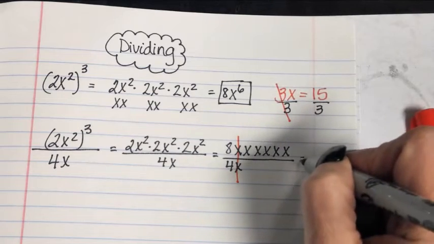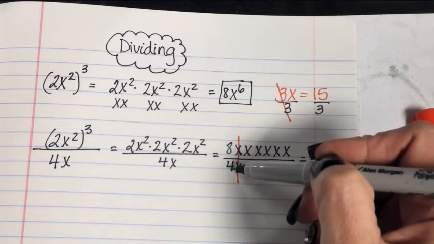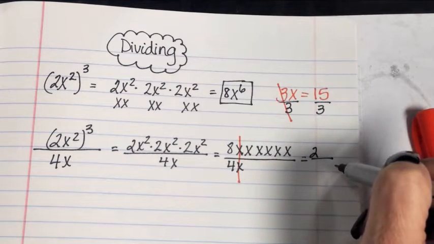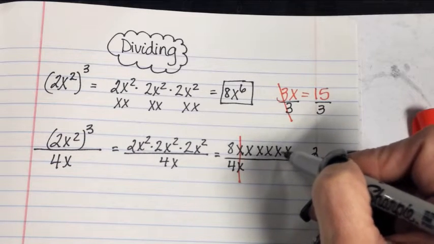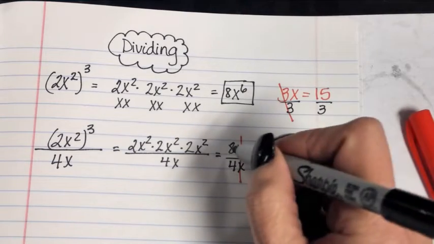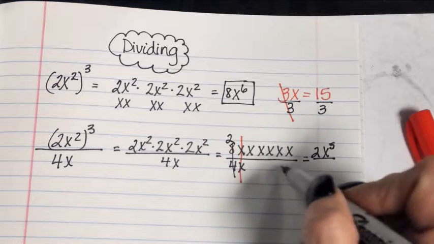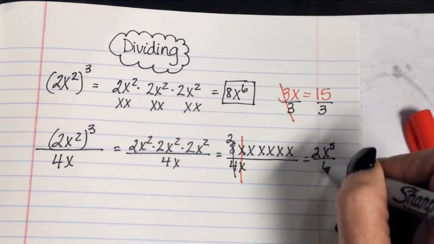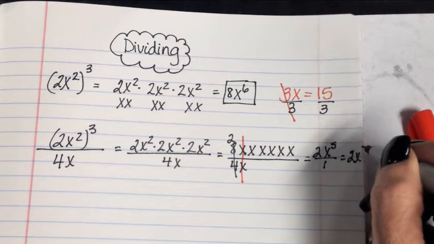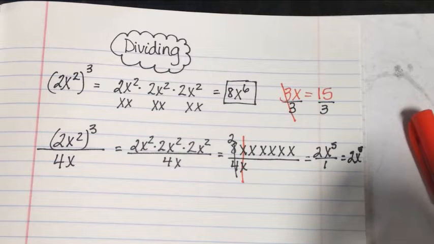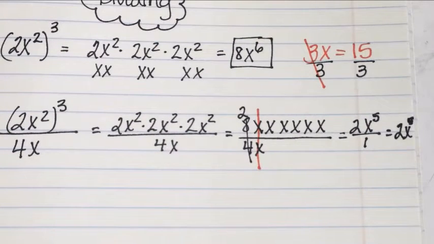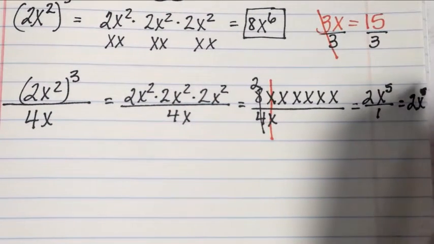Well, let's see what we have left. 8 over 4. 8 divided by 4 is 2. 1, 2, 3, 4, 5. There are 5 x's on the top. What's on the bottom? Because this canceled out and I had a 2, there's nothing left. I could put a 1 on the bottom if I wanted to, but remember, anything over 1 is just that number. So I could leave it, if I can write it on my paper, 2x to the 5th. I know that's a little hard to see there. Let me see if I can zoom in a little bit. Yeah, it's hard to see it. That's a 5 right there.